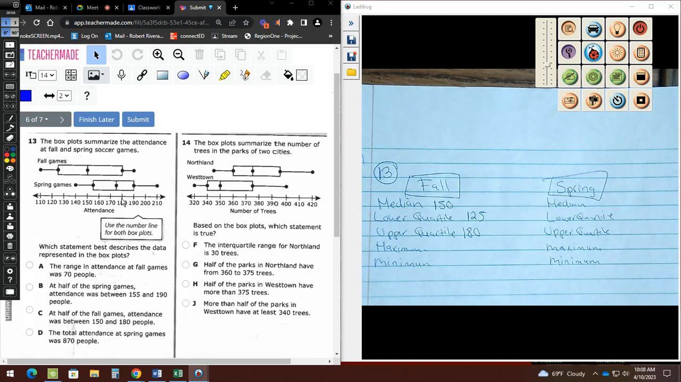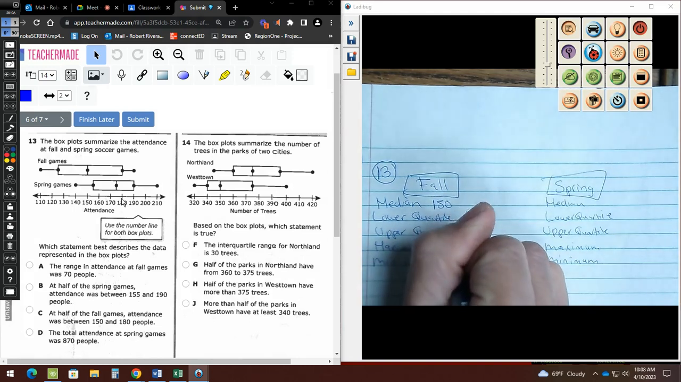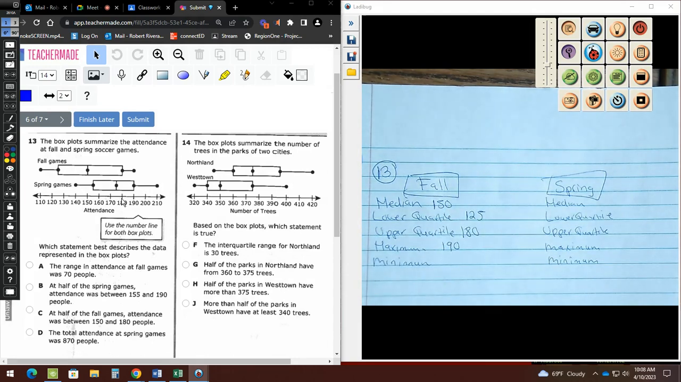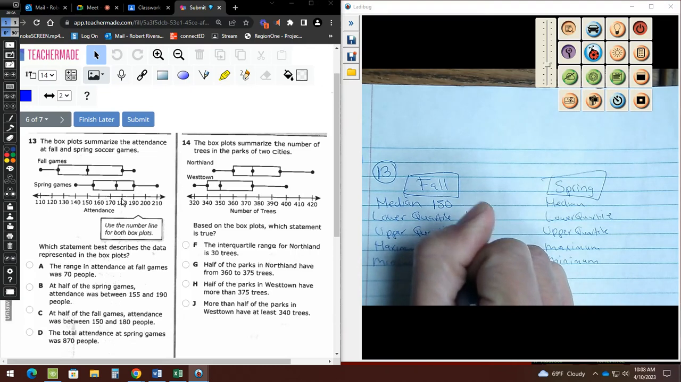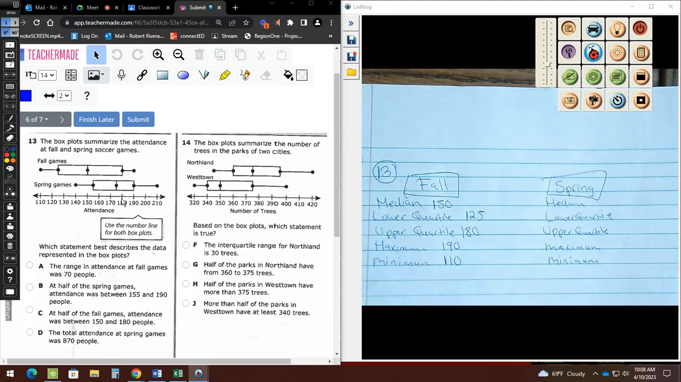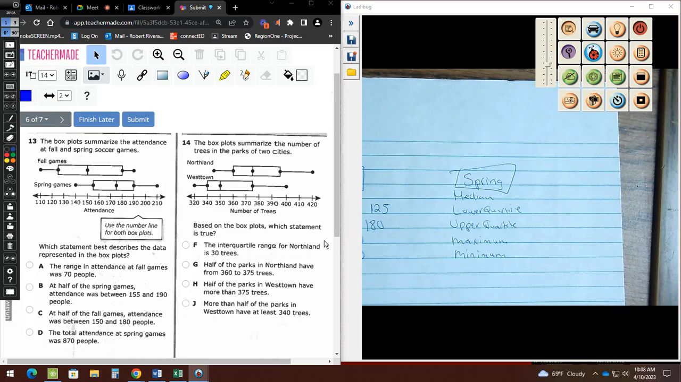Maximum, 190. El más grandote del data. Minimum, 110. Okay, questions with the fall. We're going to do exactly the same thing with spring.